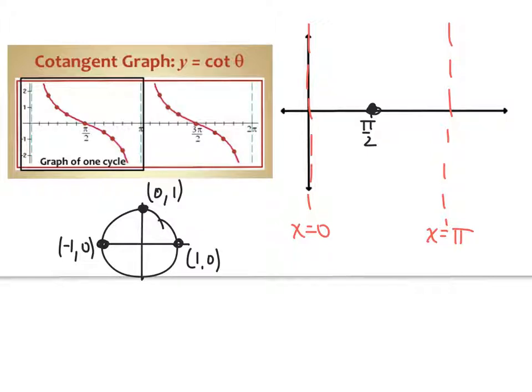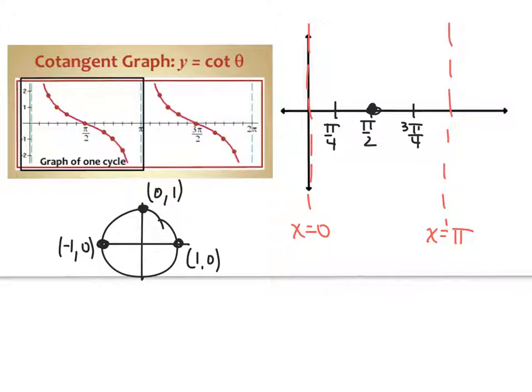What would you say the period length is for cotangent? Pi. Very good. Notice the halfway point is pi over 2. So what would be our two other points? What would be halfway between 0 and pi over 2? And what is halfway between pi over 2 and pi? 3 pi over 4. We're going up by a quarter each way.